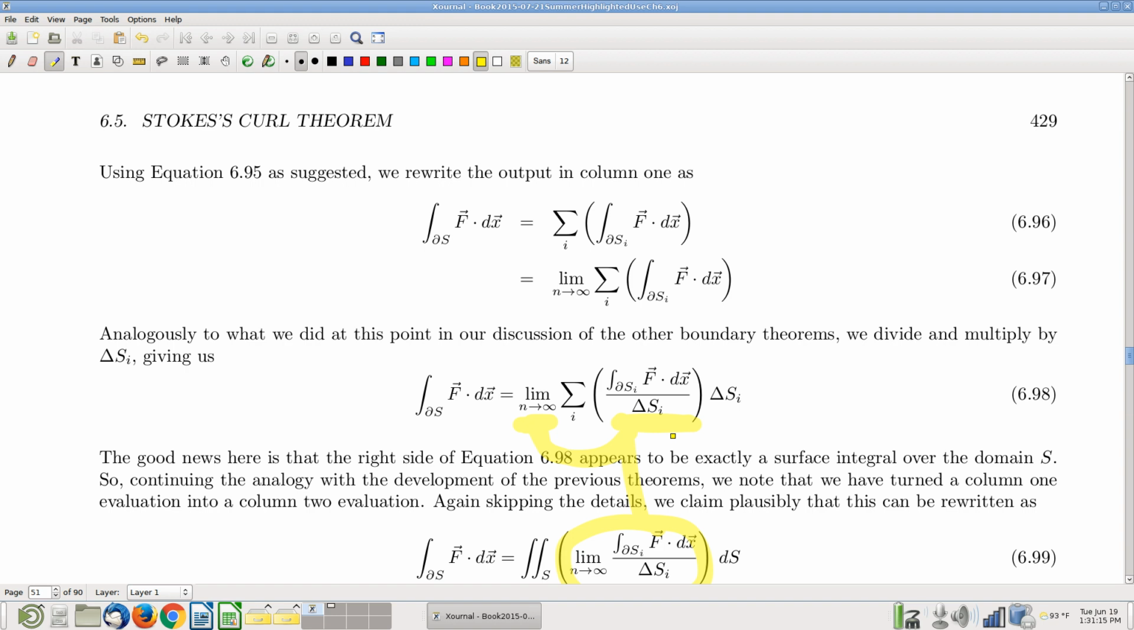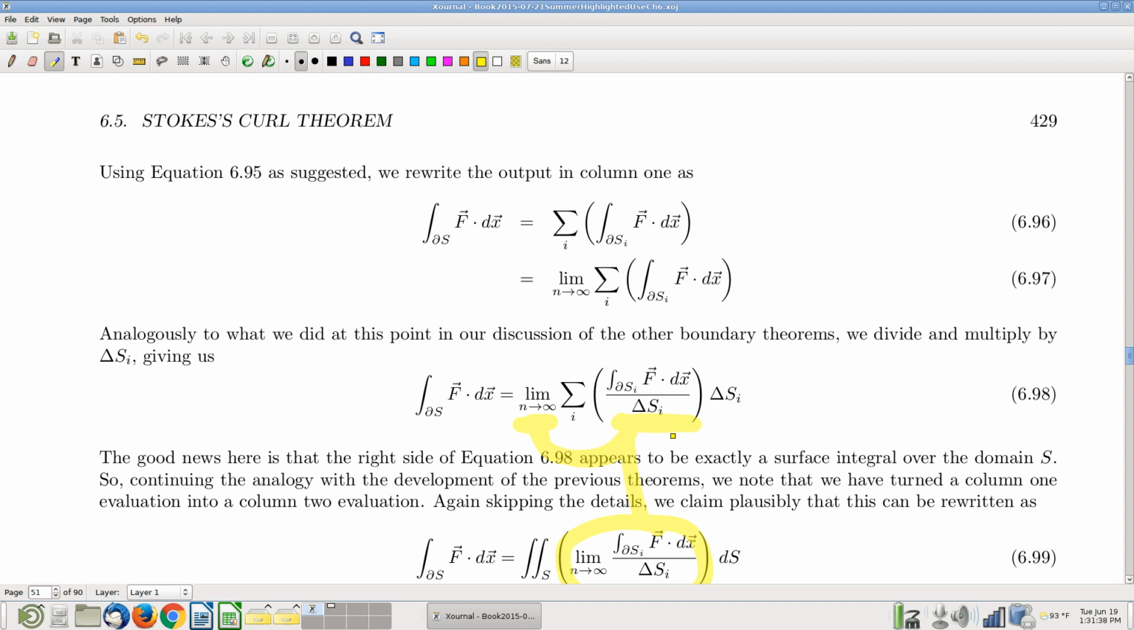Let's take a moment to remind ourselves what this is. This is circulation. We've got some tiny little piece of surface here. We're looking at the circulation around the boundary of the little piece of surface. So we're going around the edge like that. I'm going to compute the line integral circulation around that little piece of surface per unit area.